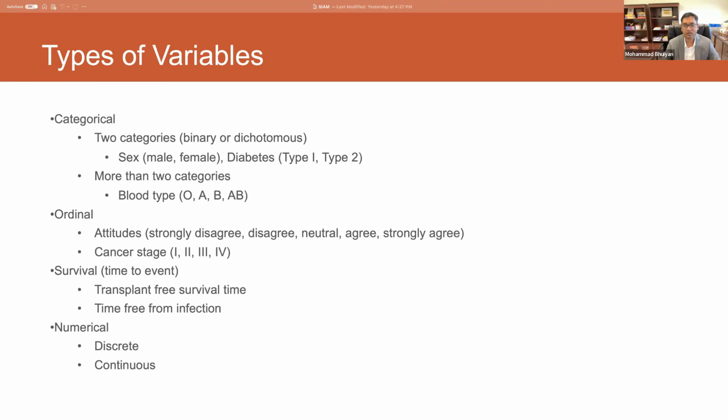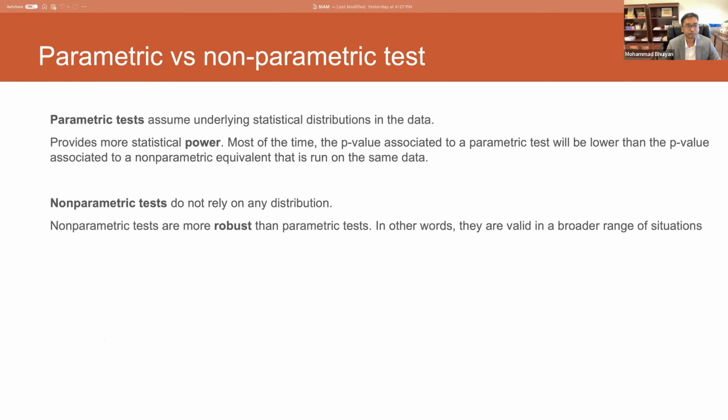Survival. Survival is in the sense that you follow up a patient, and after a certain time period, you see that the patient actually survived or died. Or you want to see whether the patient has improved from the diagnosis, from the disease or not. You can define that as survival. Numerical data, discrete and continuous. So you have a continuous measurement, or you have a discrete measurement.